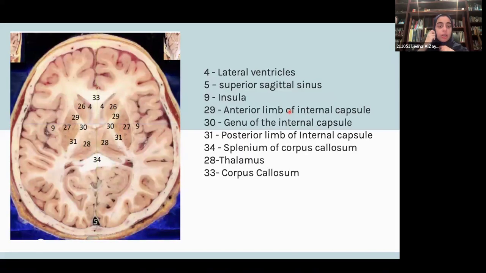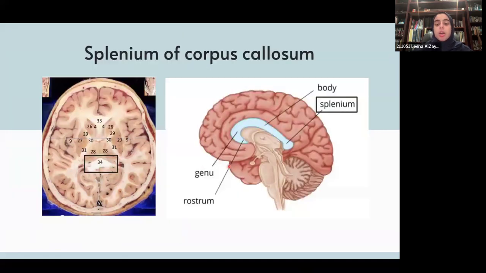Okay. So again, we talked about all these things. We talked about the lateral ventricle, the superior sagittal sinus, the insula, the anterior genu and posterior limb of the internal capsule. Now I'm going to remind you of the splenium of the corpus callosum. I said the corpus callosum is similar to the concept of the superior sagittal sinus going all the way up. This is also a picture of the corpus callosum going all the way around, and you have the rostrum, the genu, the body, and the splenium.